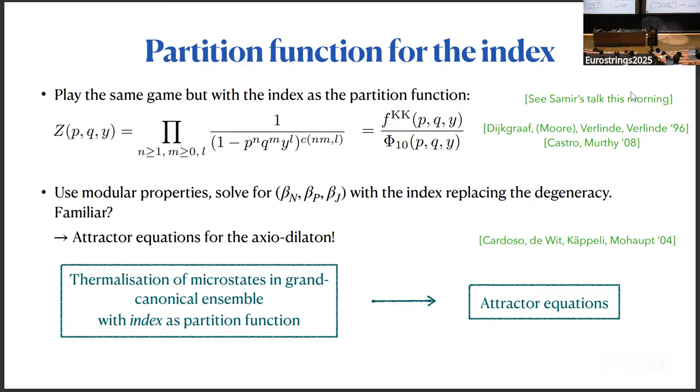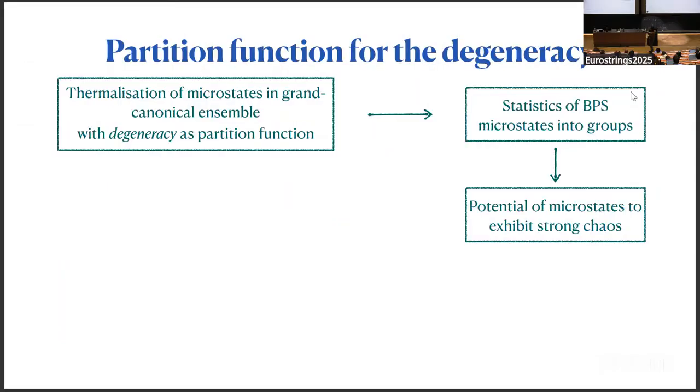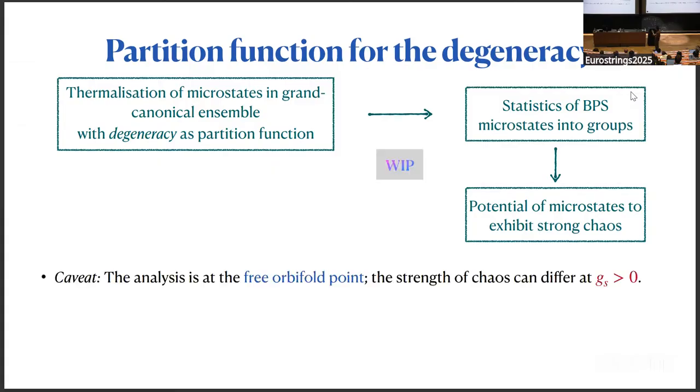But what we are interested in is the thermalization with the degeneracy as the partition function. And this will tell us about the statistics of microstates, into groups of how they organize themselves according to groups of different strand lengths. And this, in turn, will tell us about the potential of black hole microstates to exhibit strong chaos or not. So all of this is still work in progress, but I can already tell you that there is a caveat. This analysis is at the free orbifold point.